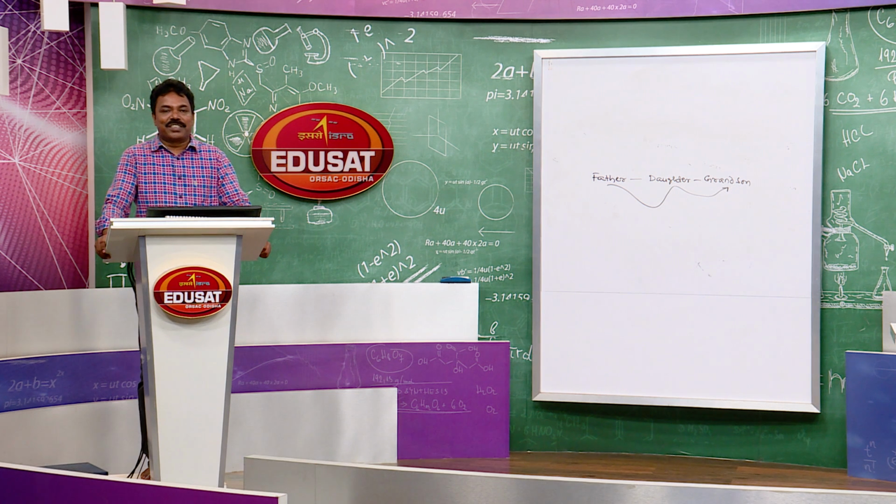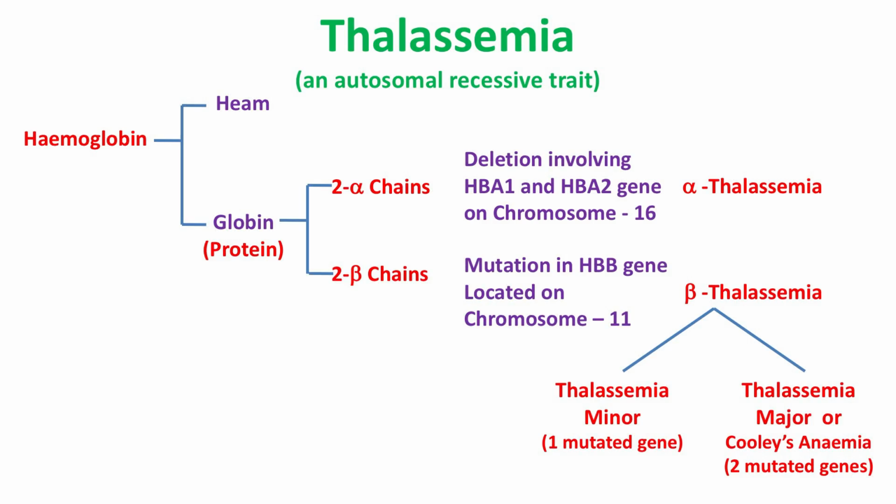Now, we shall discuss some genetic disorders: thalassemia, Down syndrome, Turner syndrome and Klinefelter syndrome. First, we shall discuss thalassemia, in which our body makes a defective hemoglobin because of mutation in the gene responsible for production of hemoglobin, right.